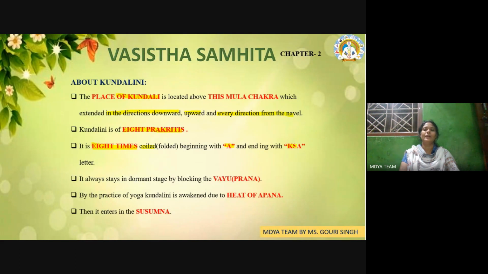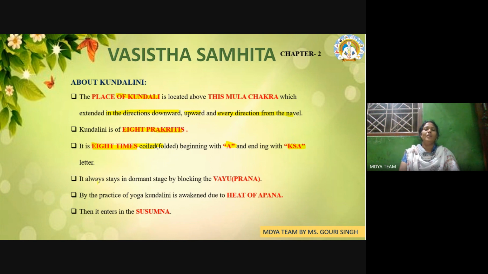Here it is pronounced Sha. Why and how it is associated is not clearly mentioned here, but from the exam point of view it is most important. How many folds of the Kundalini are described in the Vasishtha Samhita, and which 2 letters are associated with the Kundalini? The beginning is A and the ending is Sha. These 2 letters will be important.